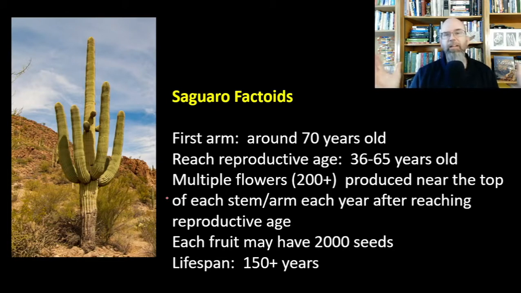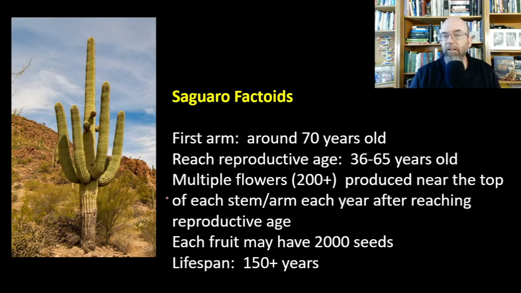So with that introduction, we want to get to the primary question of this video. Why do Sahuaros have arms? So here's some other factoids before we get to answering that question. The first arm typically begins to grow around 70 years of age. So this cactus is already 70 years old before it begins to grow this first appendage.